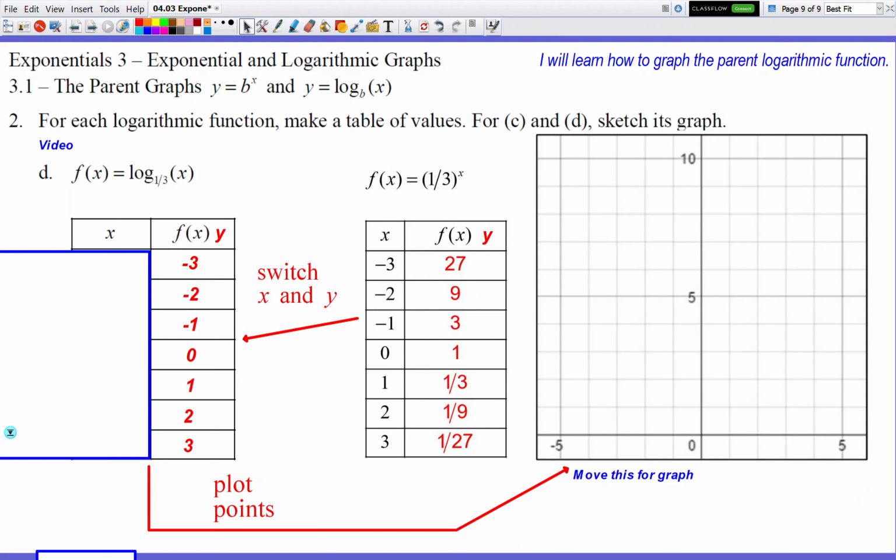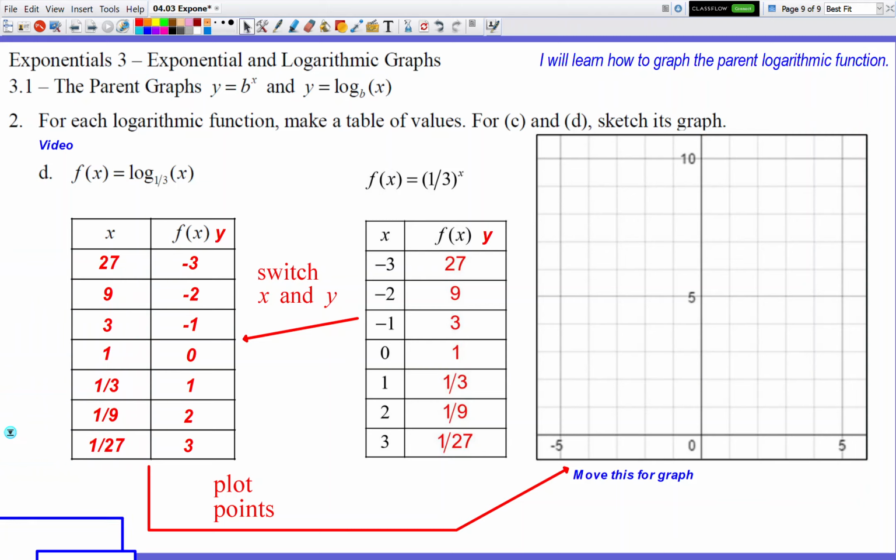And then my y column from the previous table, the first table I made, the 27, the 9, the 3, the 1, the 1/3, the 1/9, the 1/27, they're all going to turn into my x's. Okay, so I got this brand new table, and I'm going to plot these dots.